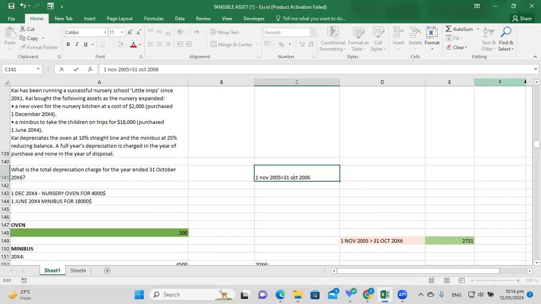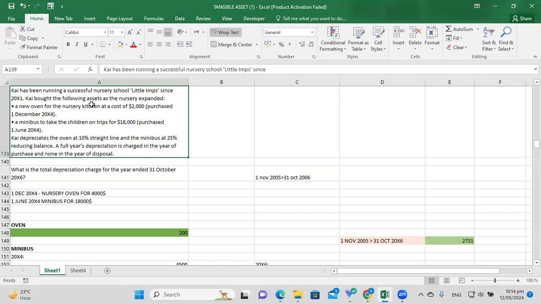Okay. So now, first of all, we will have a look at the oven. Let's come back to the question. We bought an oven for $2,000, and we purchased that on 1 December 2004.